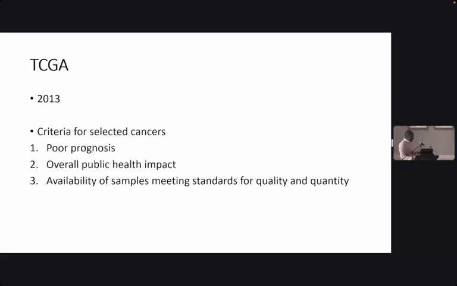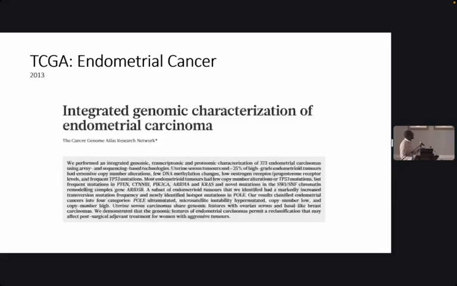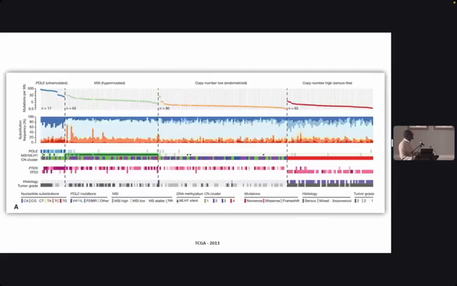One of the things that happened is endometrial cancer was part of the cancers that were looked at in the Cancer Genome Atlas. They looked at around 232 endometrial cancers. And what they found was really appalling and very interesting. They realized that endometrial cancers don't behave the same. There were actually four distinct classes of endometrial cancers.